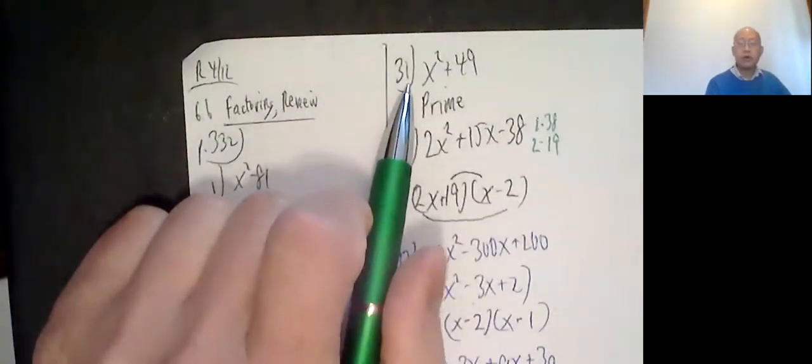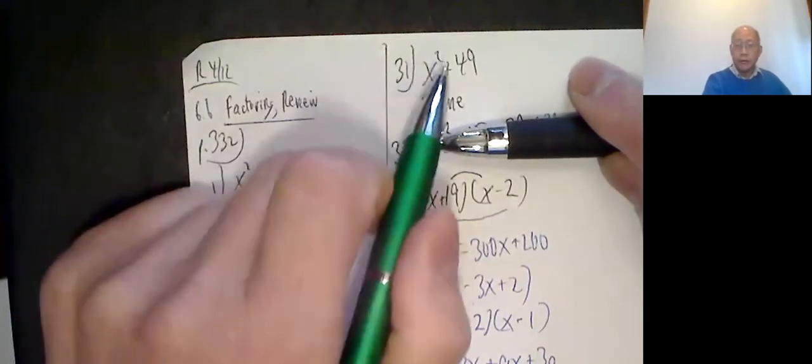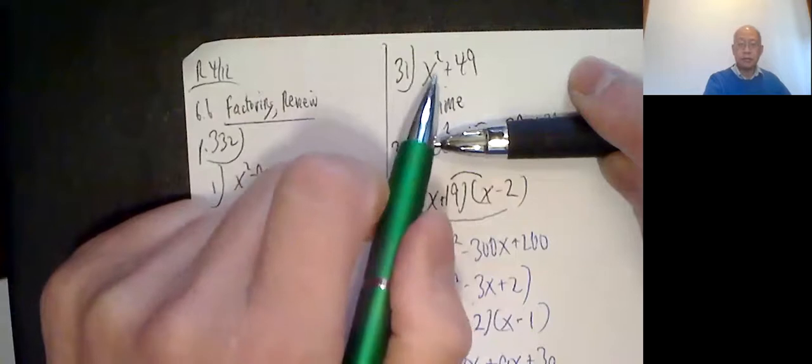31, x squared plus 49 is prime. You cannot factor it. That's the sum of squares. If it was a minus, you could keep going, but not with a plus. So just stop.